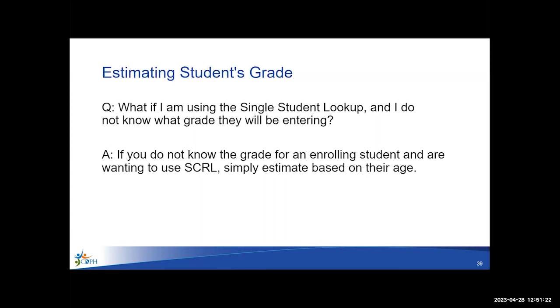Next question is, what if I'm using the single student lookup and I don't know what grade they will be entering? The answer is, if you don't know the grade for an enrolling student and are wanting to use Squirrel, simply estimate based on their age.